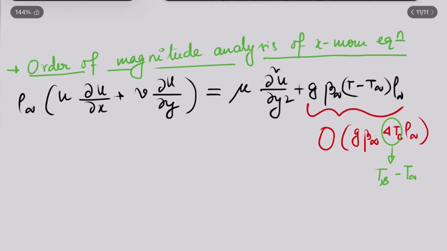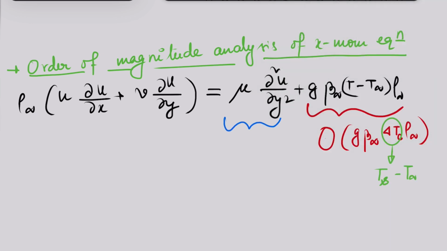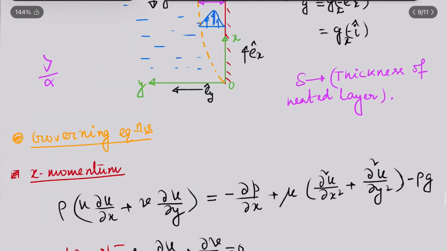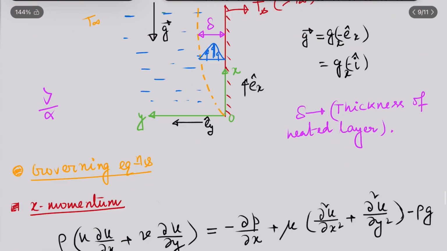Fine. Now what is the order of magnitude of this term? Let me write it with another color. This will be of the order of mu, something uc that we don't know, but our domain of interest is the heated layer. I have denoted the heated layer by delta, only delta, right?